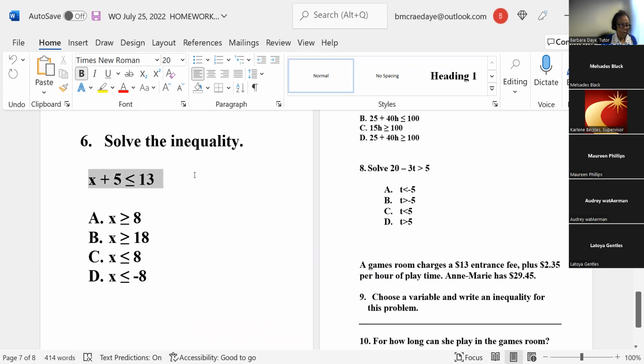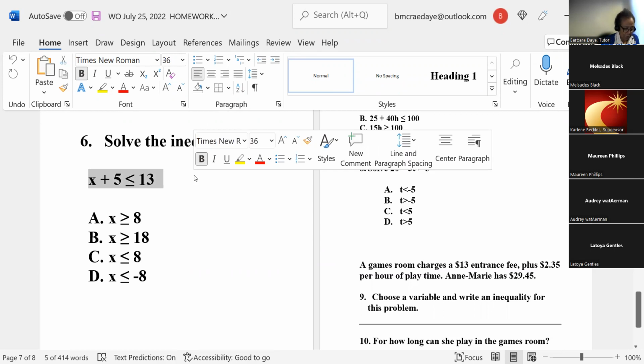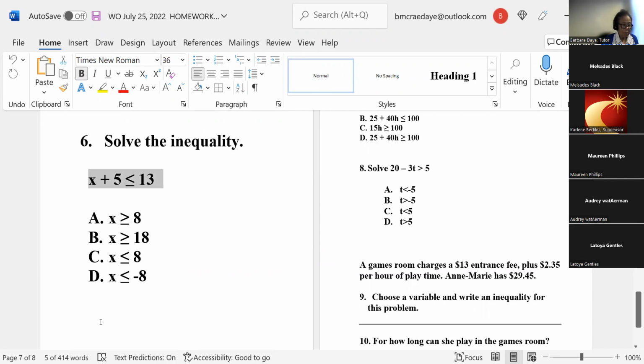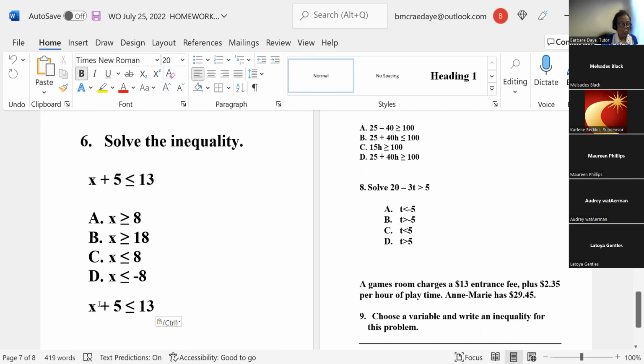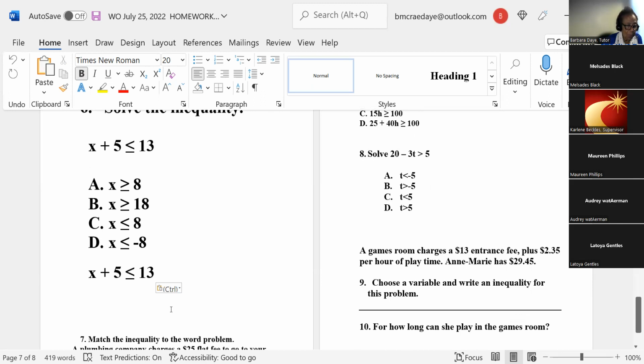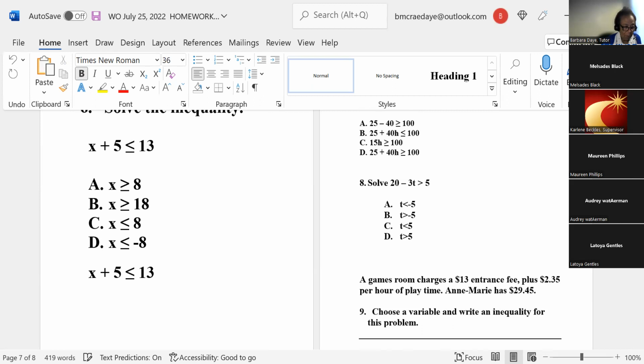X plus 5 less than or equal to 13. Now remember I said you can use the same operations you do if this were an equal sign. So how do you get the 5 with the 13, Maureen? What would you do? How would you get the 5 on the side with the 13?